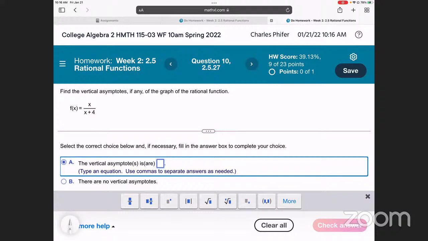Oh, okay, I'm going to try the script thing. So we said -4.